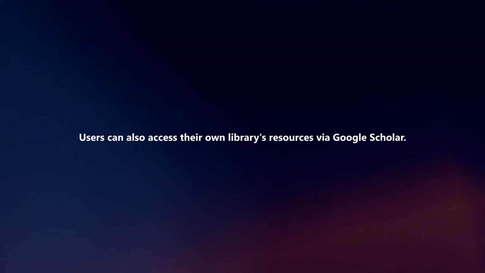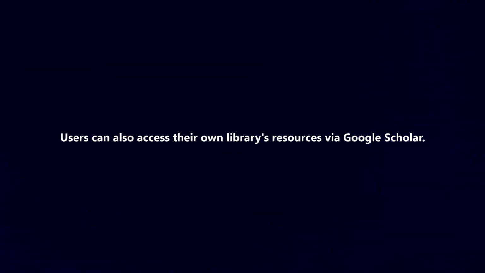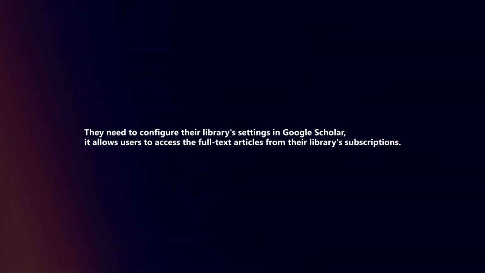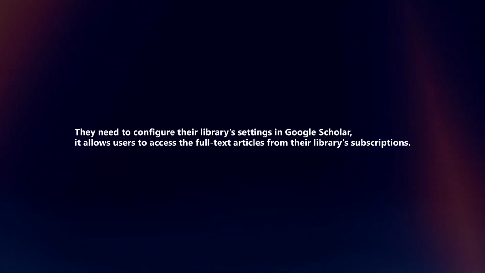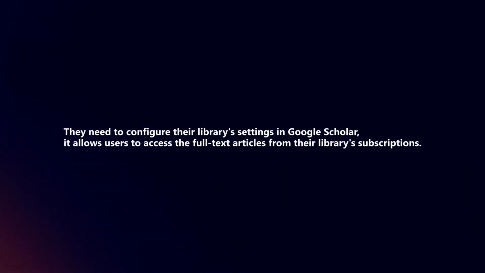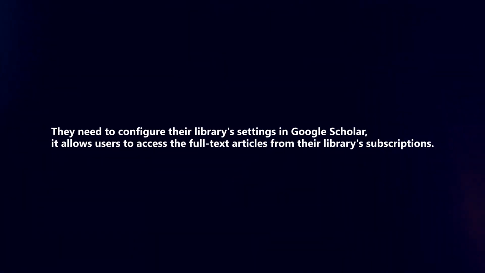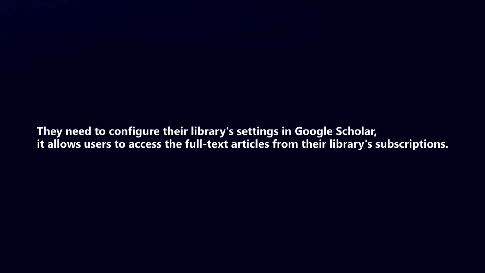Users can also access their own library's resources via Google Scholar. They need to configure their library's settings in Google Scholar. It allows users to access the full-text articles from their library's subscriptions.